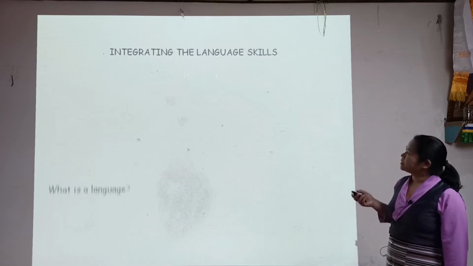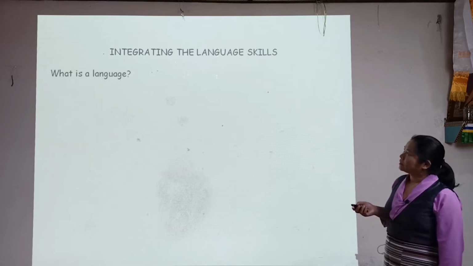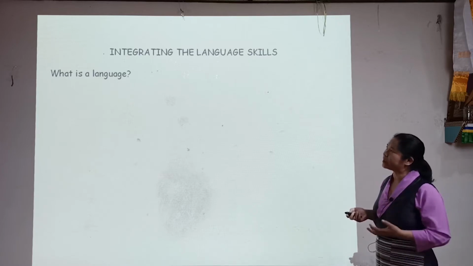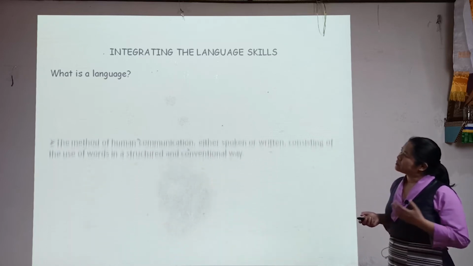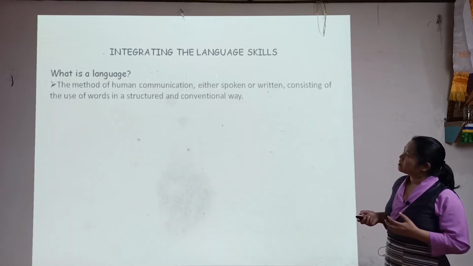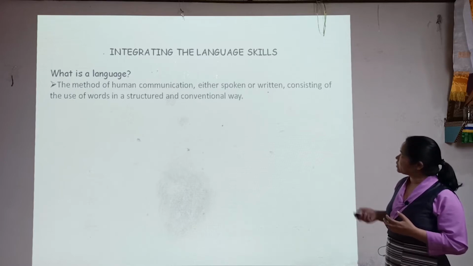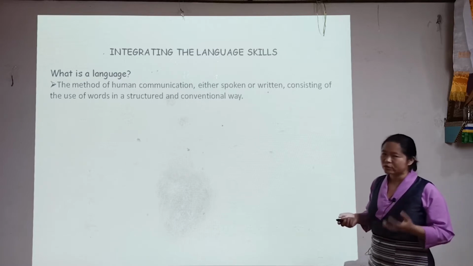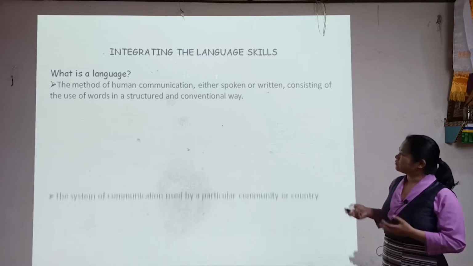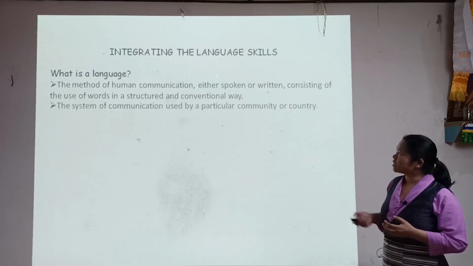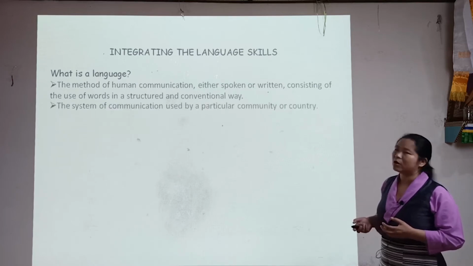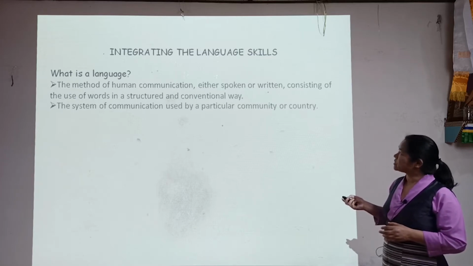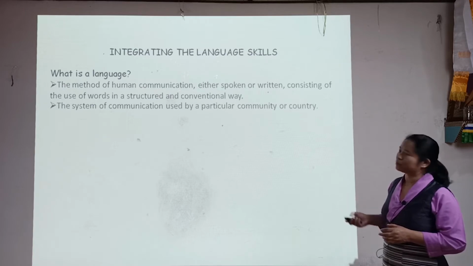So what is a language? That is very important for us to understand before we try to develop it, before we try to learn it. One definition of a language is the method of human communication, either spoken or written, consisting of the use of words in a structured and conventional way. Another definition is the system of communication used by a particular community or a country. If we look at both of these definitions, we notice that there is a common word, communication.